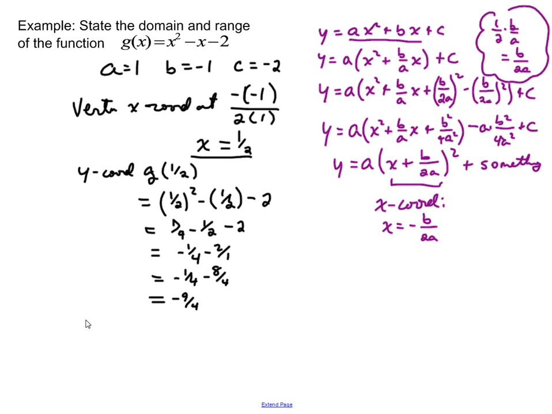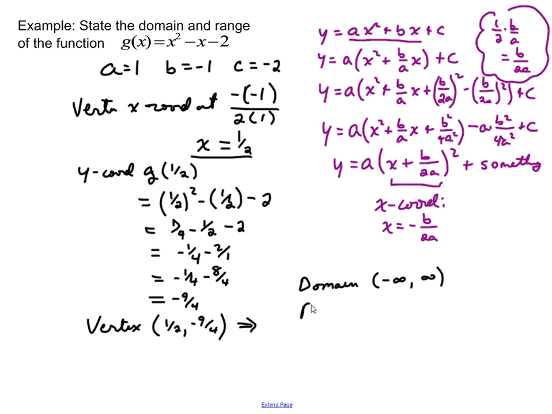So our vertex is the coordinate point at 1/2, negative 9/4. Now once you find that vertex, what do we do with it? Well, because this function is a polynomial, the domain is all real numbers, but the range is limited by the location of the vertex.